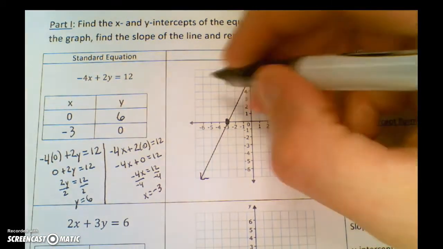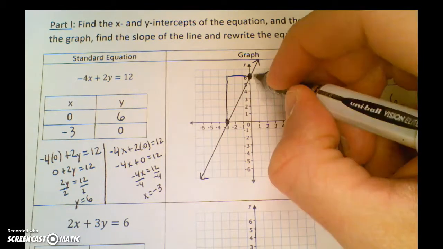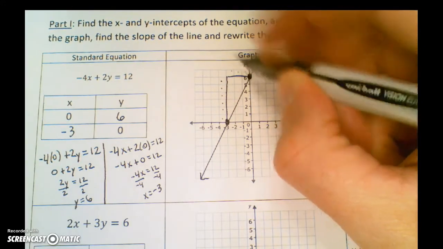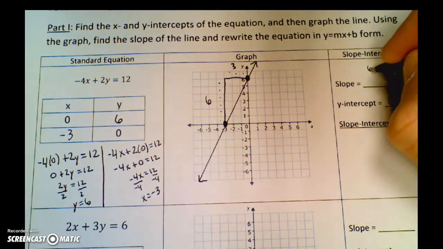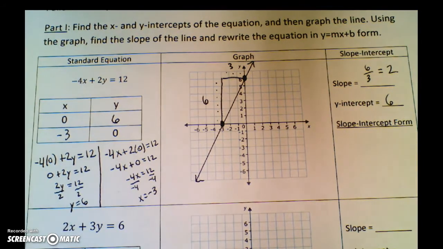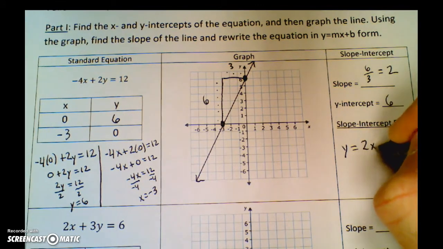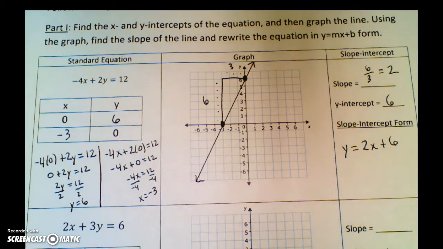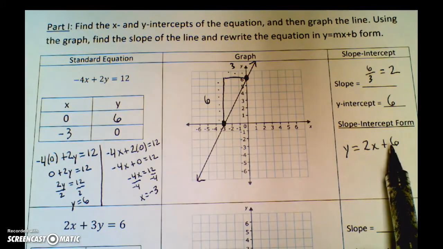And the slope, let's take a look. From this point to this point, remember we always go from the left to the right. It's up 1, 2, 3, 4, 5, 6, and over 1, 2, 3. So it's 6 divided by 3, which is 2. So to write this in the new form that we learned as well, this would be y = 2x + 6, using the slope and the y-intercept for slope-intercept form. So I started off with this equation, and it turned into this equation.